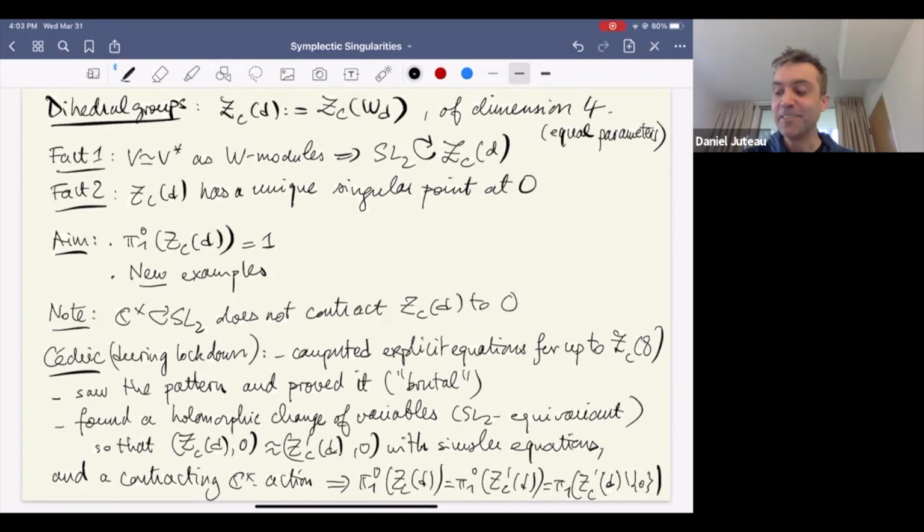So he told me that he never did anything as brutal in his whole mathematical life. And he also had time to stare at the equations. And he saw some quantity which was appearing a lot of times. So then he thought about doing a holomorphic change of variables, which is SL2 equivariant. And then he found modified equations which were much simpler. And in this case, there is a contracting C star action. So this confirms in this case a conjecture of Kaledin that you can always find an equivalent symplectic singularity where you have a contracting C star action.